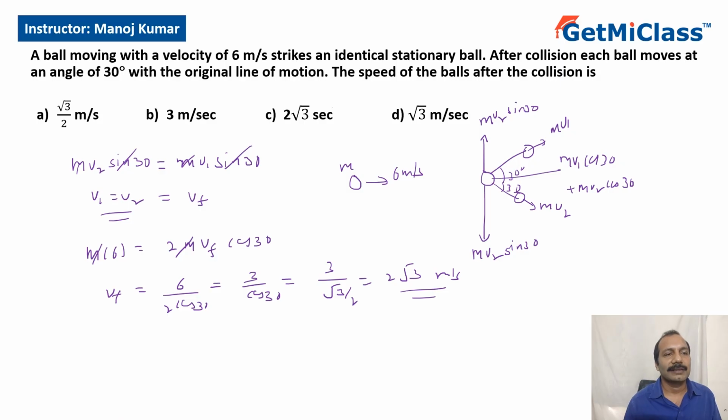So here there is a mistake in typing. It should be 2 root 3 meters per second. So the right answer for this question is option C, 2 root 3 meters per second.